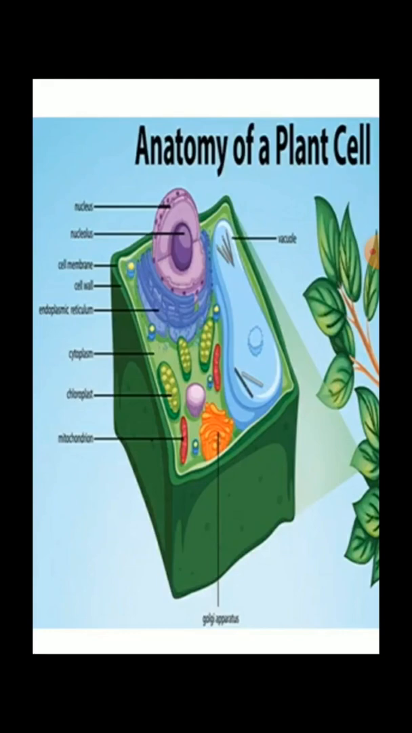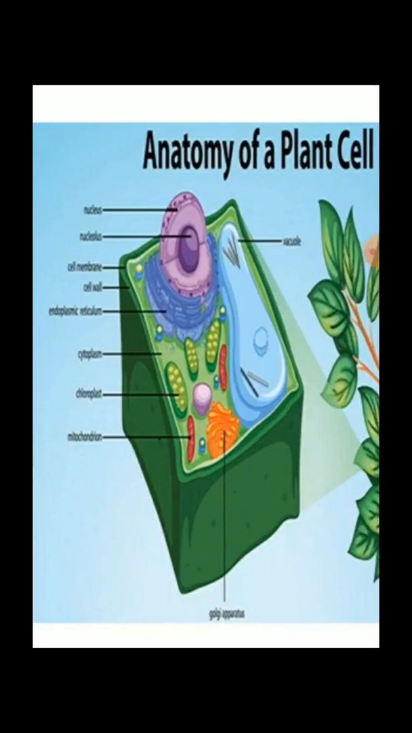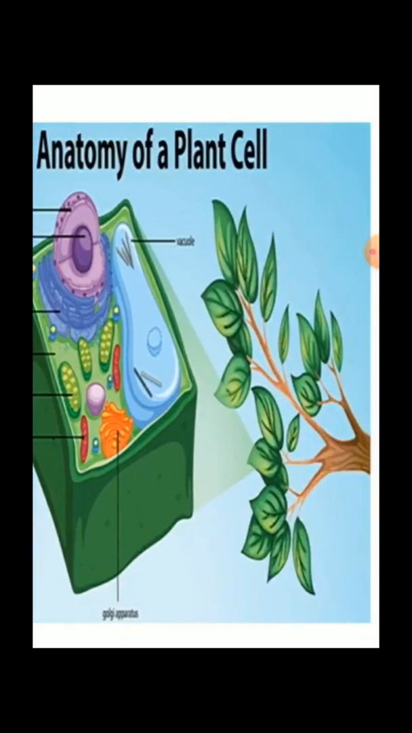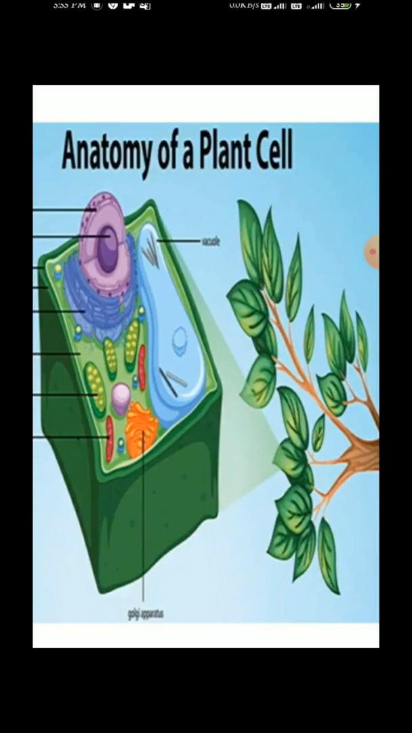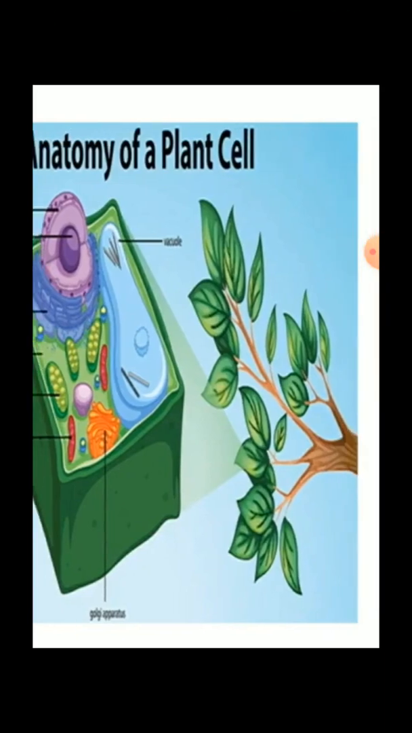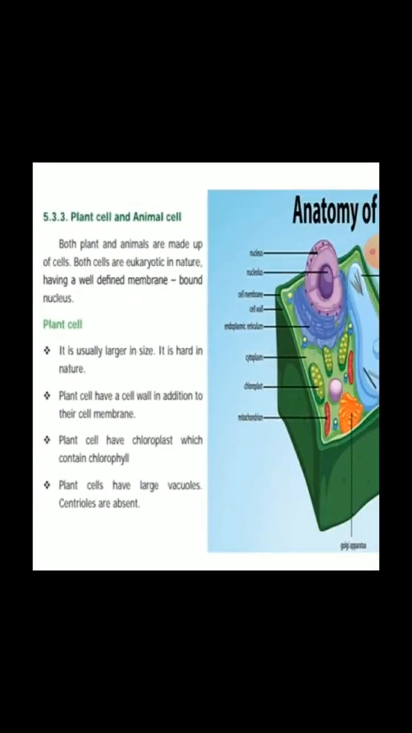Endoplasmic reticulum. The blue color one, this is called cytoplasm. The green layer is called cytoplasm. Next, the green with yellow patches is called a chloroplast, and the red dots are called the mitochondria. This side, the stick-like layer is called the vacuole. Next, the orange part is called the Golgi apparatus. These are the anatomy of the plant cell. Now we see it briefly.